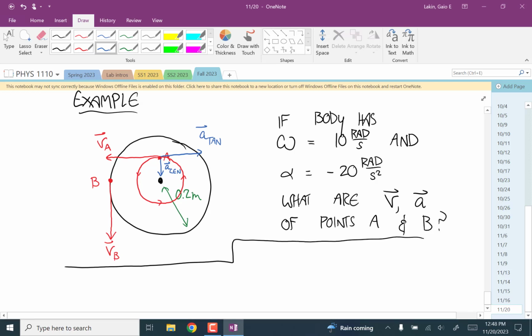Let's do the same thing for B. So the centripetal acceleration is toward the center. The tangential acceleration, since it's slowing down, is opposite of the velocity. And now that we have all those directions, now we just need the magnitudes of these things.